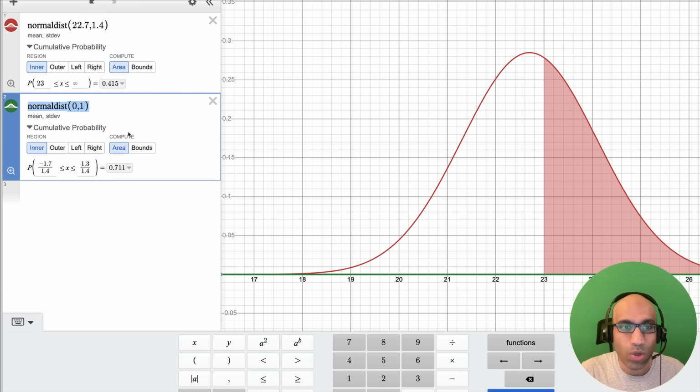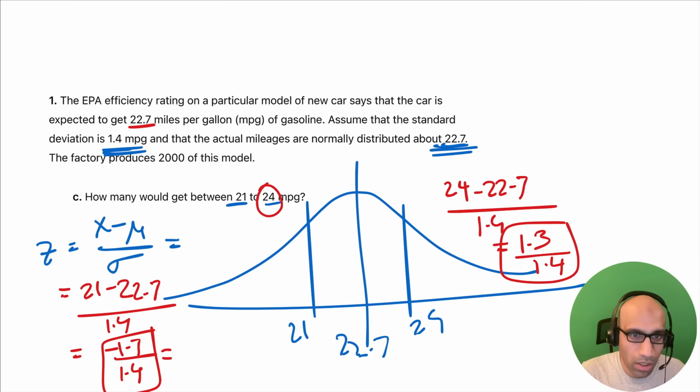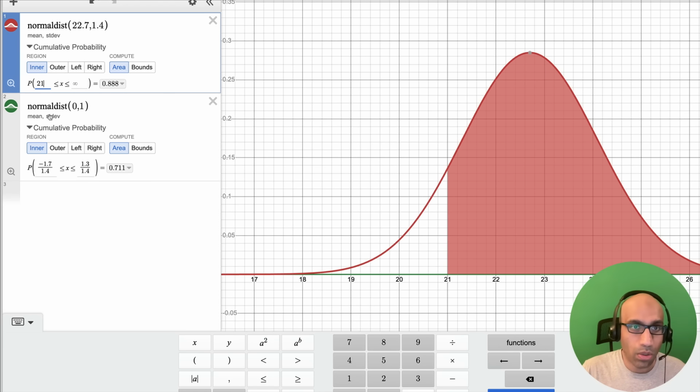So this was the z-score style, right? And this one is 22.7, and 1.4 is already the mean, and all you need to put in here is, what were the numbers here? I've got the memory of a goldfish, so let me go back and check it. It was between 21 and 24. So you just put in 21 here and 24 here.